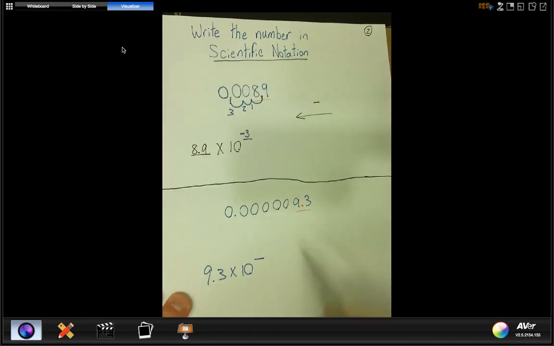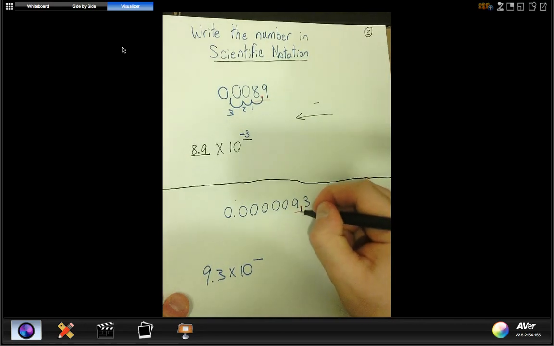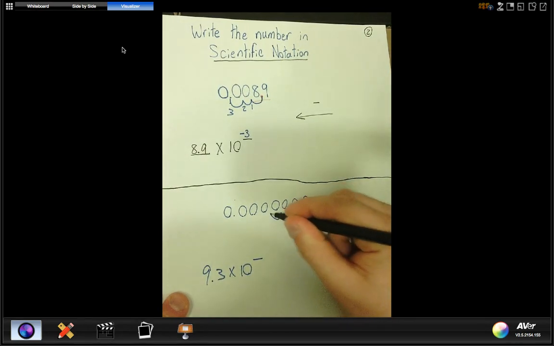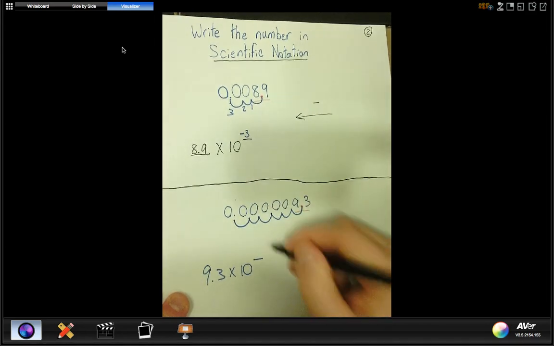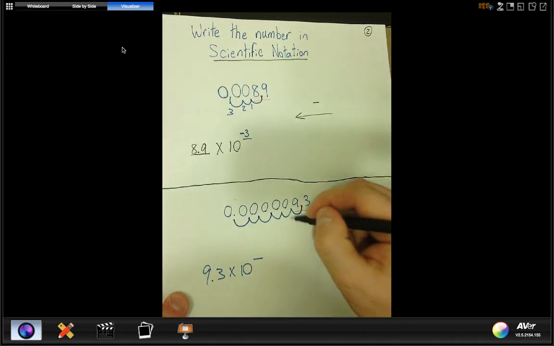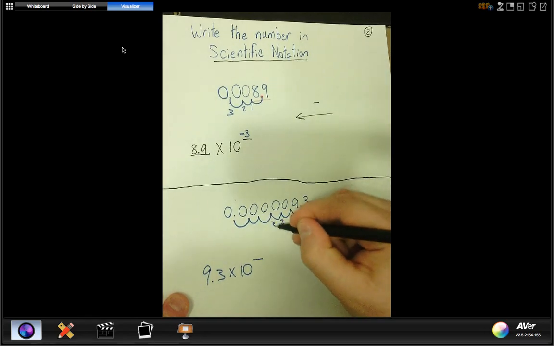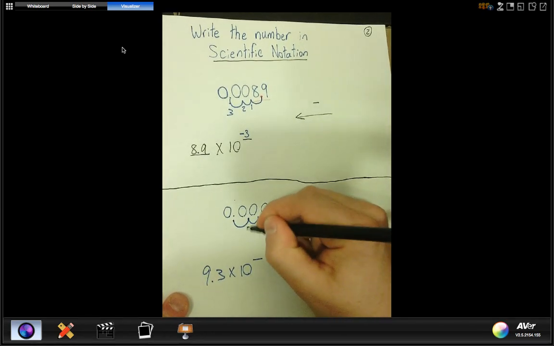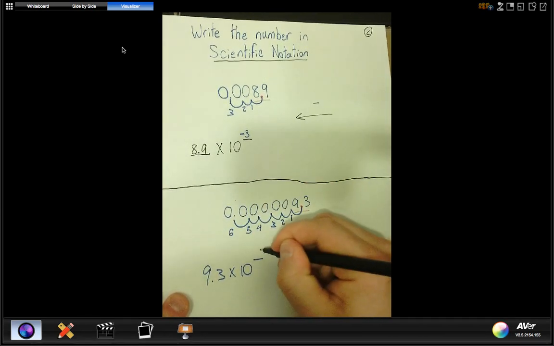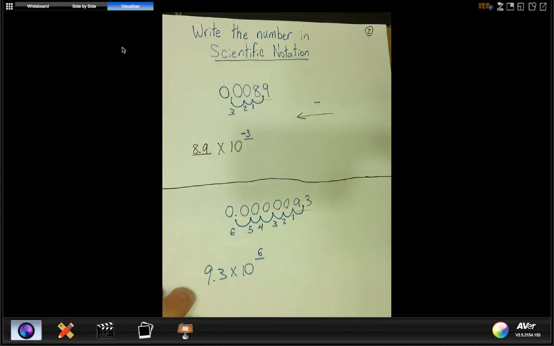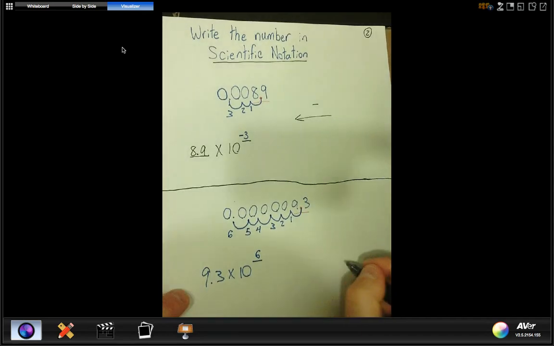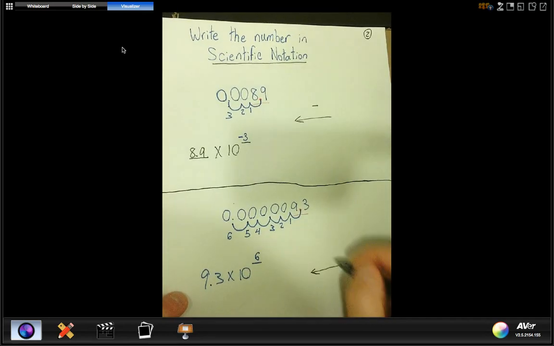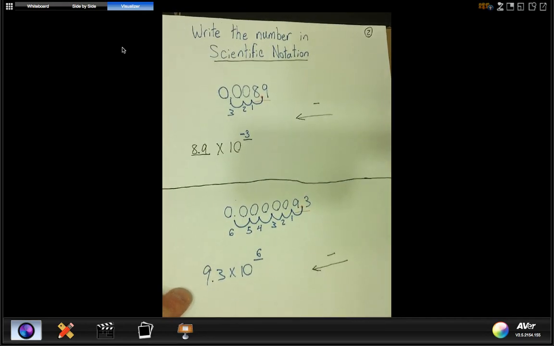Let's move the decimal point. 1, 2, 3, 4, 5, 6. I went 1, 2, 3, 4, 5, 6. I went 6 places, put 6 as my exponent, and once again I went to the left, so I know that is negative 6.